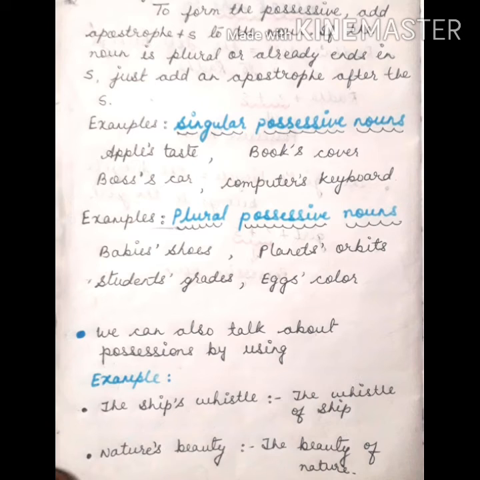Now we can also talk about possessions by using of. For example, the ship's whistle. That means the whistle of the ship. Nature's beauty. The beauty of nature. Like this we can use of.